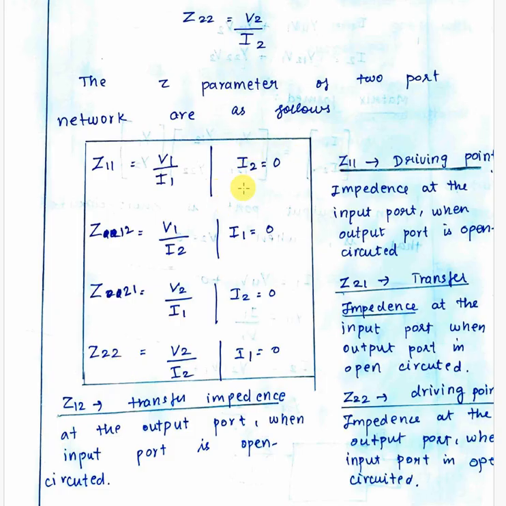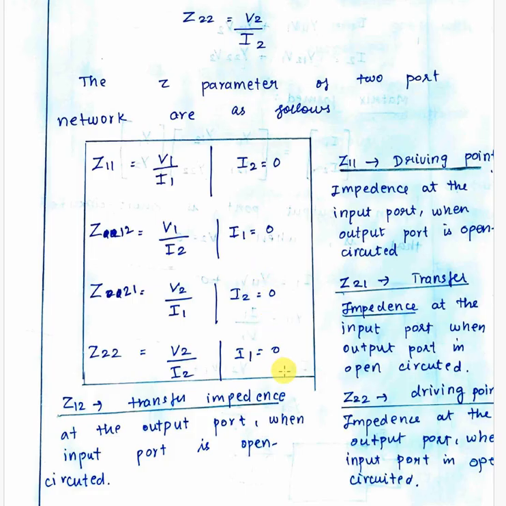These are the conditions. Initially, in step 1, we make the output terminal open circuited, so the current value is 0, that is, I2 equal to 0. Here the input port is open circuited, so I1 equal to 0.